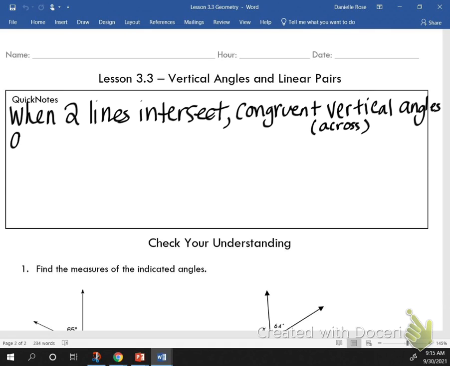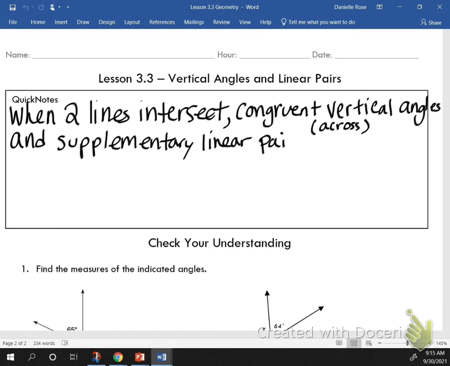And we have supplementary linear pairs that are formed. We'll define that. Supplementary means 180 degrees. We call them linear pairs because they're on a line. Does that make sense? Linear pairs on a line. And those are formed also. Again, supplementary, those angles are 180 degrees.